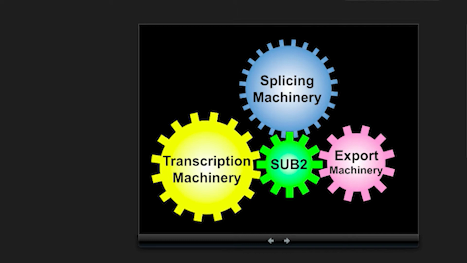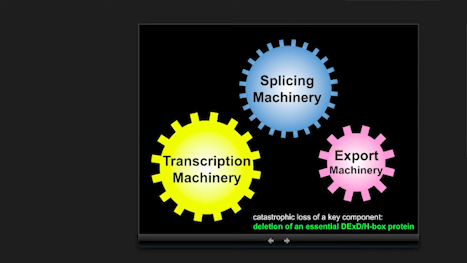So as you can imagine, in the wild type cell, everything is fine. Sub2, the green ball, is still here, and the cell will be happy, running very smoothly. Now, because Sub2 is so important, when you take it out, then the whole machinery can no longer be coordinated. Okay? The cell will die.